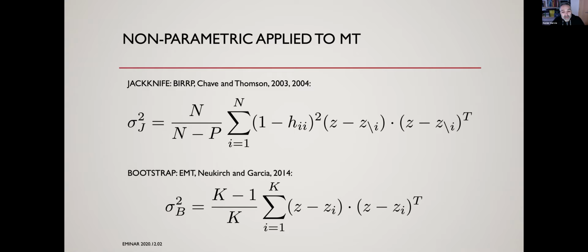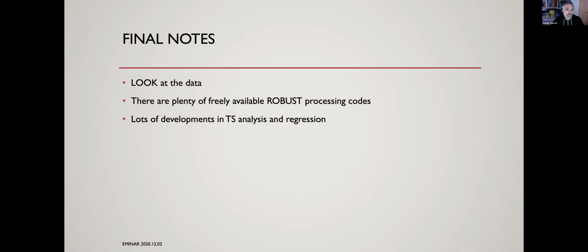In the case of the bootstrap, the only code that I know that uses it is EMT by Egbert and Garcia, and it is the bottom equation. I think in our case, K was equal to 1,000. We did several tests, and we determined 1,000 was an optimum number for most magnetotelluric examples that we face. So some final notes.